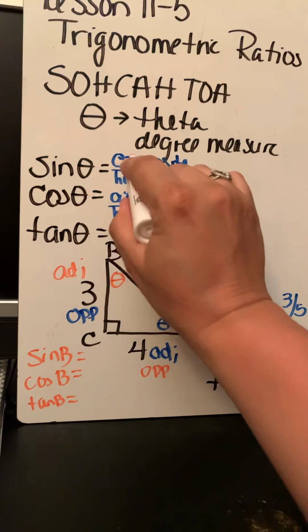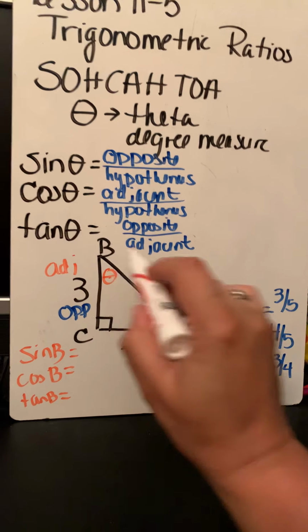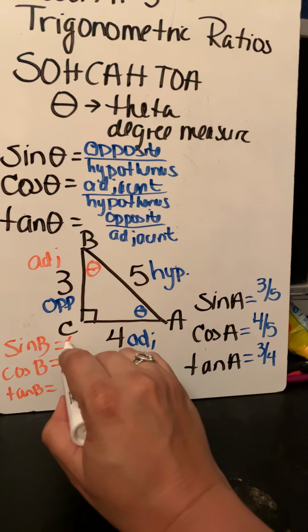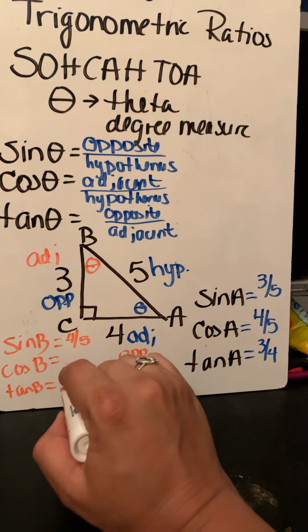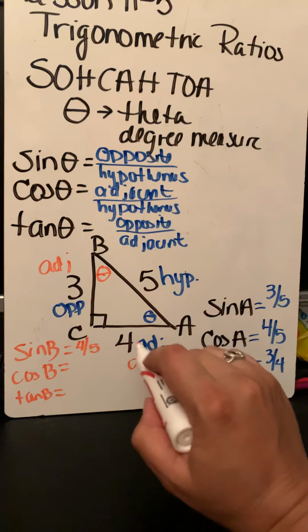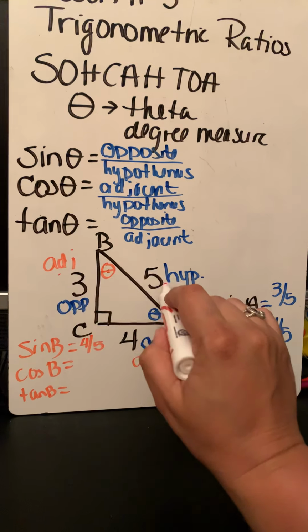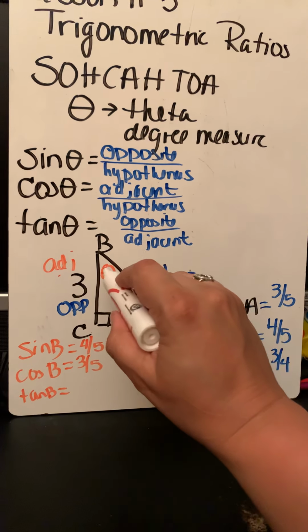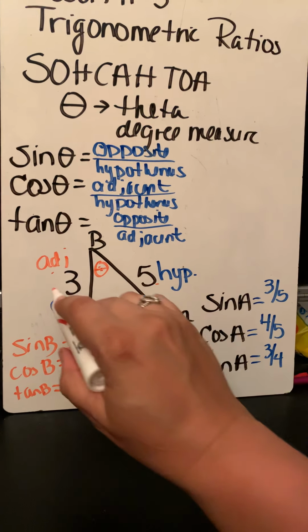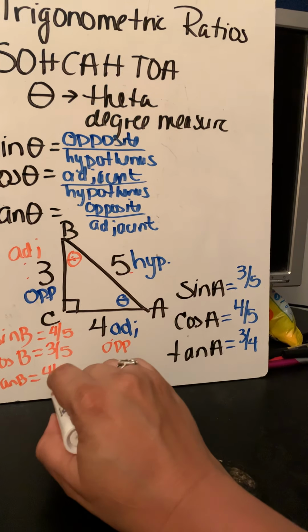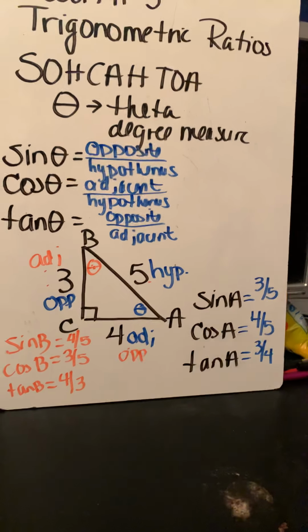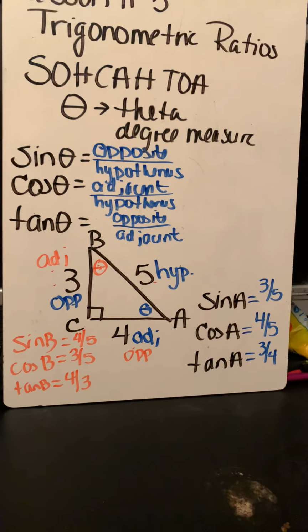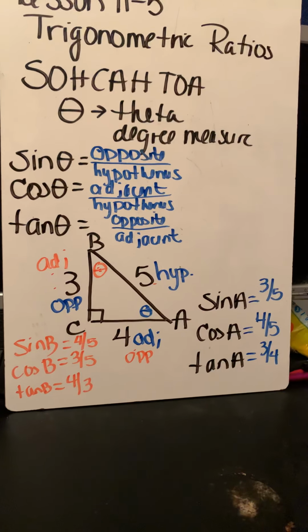So sine is opposite over hypotenuse. This, opposite over hypotenuse. So it would be 4/5. Cosine, adjacent over hypotenuse, 3/5. Tangent, opposite over adjacent, 4/3. Okay, so that's just how to find basic ratios. Which is pretty easy.